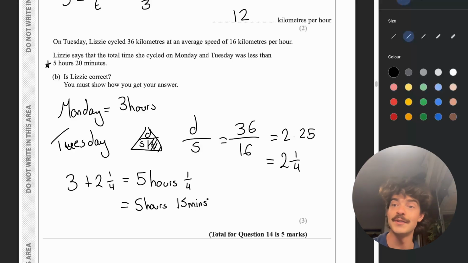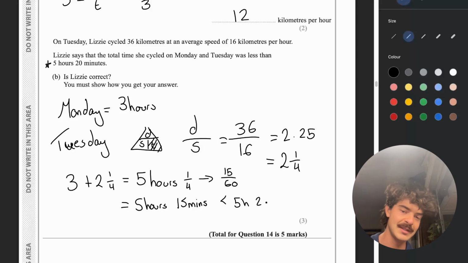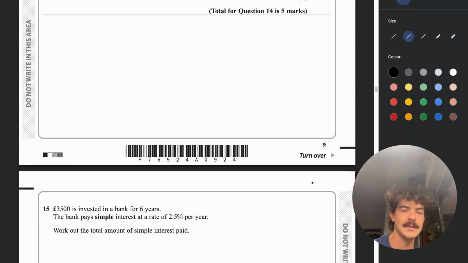And if you did want to do this properly, what you need to do is get it to something over 60. There's 60 minutes in an hour. What do you multiply 4 by to get to 60? 15. So there it is. That's how you do it, I suppose, the more lengthy way. And look at this. She's absolutely right. 5 hours and 15 minutes is definitely less than 5 hours and 20 minutes. Nice.